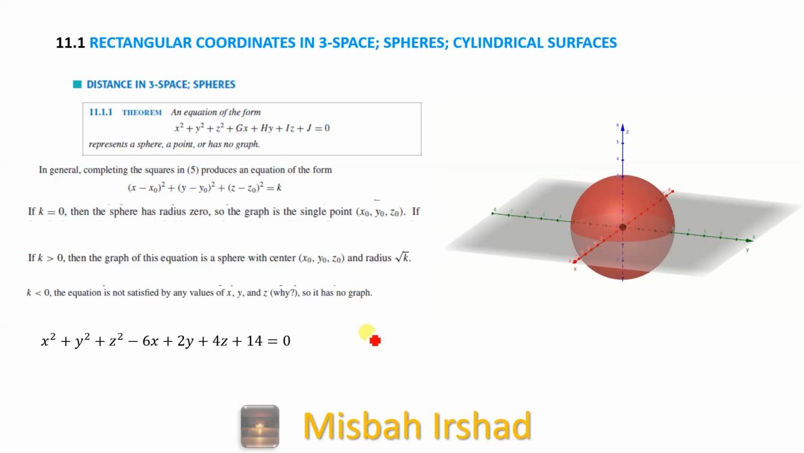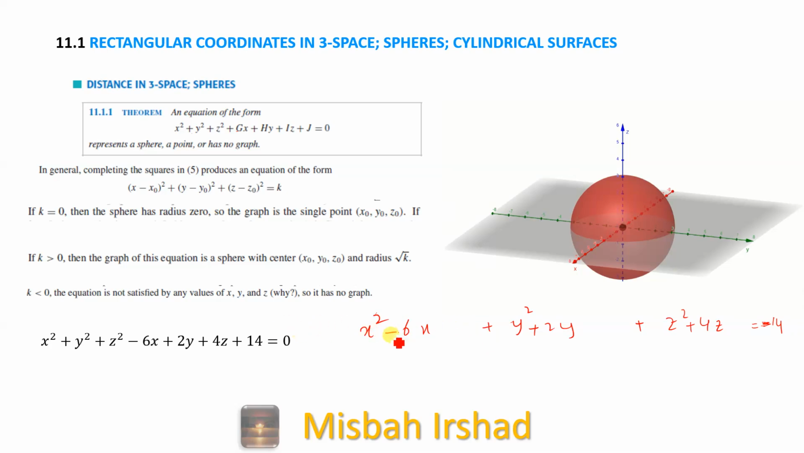So if we have this equation, let's first of all complete all the squares. Combine x terms, x squared minus 6x. Similarly, we have y terms, y squared plus 2y. And similarly, we have z terms, z squared plus 4z. And the 14 on the right hand side will be negative 14.